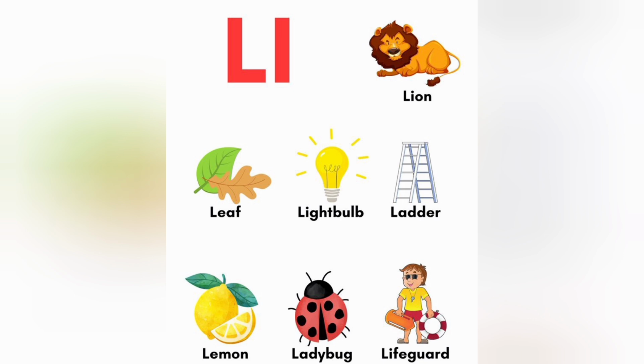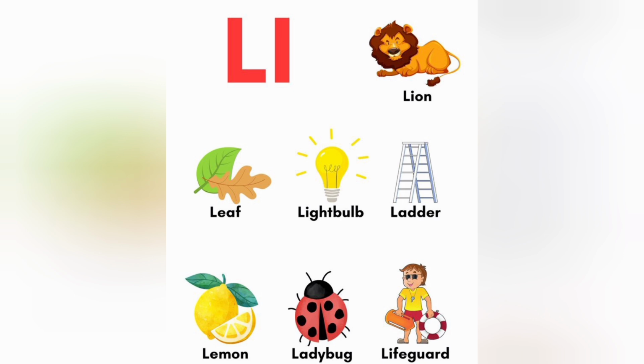This is letter L. L sound L, and L for lion. L for leaf. L for light bulb. L for ladder. L for lemon. L for ladybug. L for lifeguard.